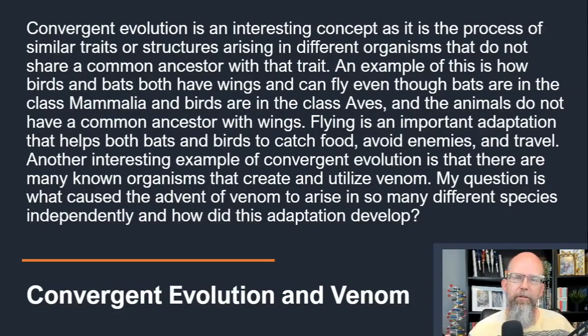Still taking way too much time on these questions. Convergent evolution is an interesting concept, and it's the process of similar traits or structures arising in different organisms that do not share a common ancestor with that trait. An example of this is how birds and bats both have wings and can fly, even though bats are in the class Mammalia and birds are in the class Aves. And the animals do not have a common ancestor with wings. All right, that's essentially the definition of convergent evolution. Those two organisms are converging on a similar trait, the trait of flight, even though their ancestor didn't have flight.